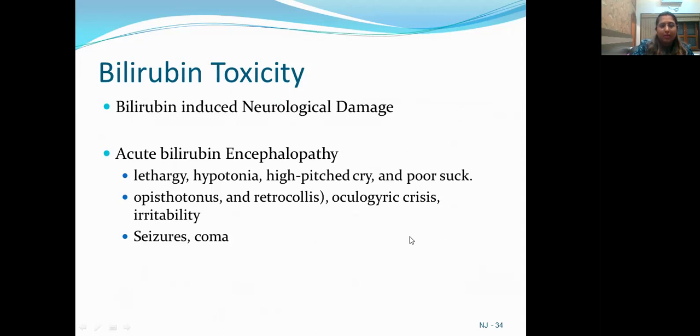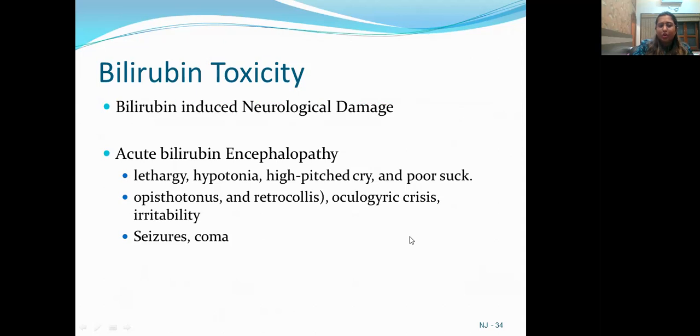And this unconjugated bilirubin has certain favorite sites in our brain to lodge into. That is mainly the basal ganglia, then the cochlea in the ear, the cerebellum, and even certain parts of the white matter. And that leads to bilirubin-induced neurological damage.